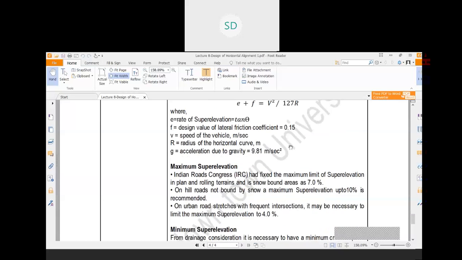Now, maximum super elevation. This is very much important in different exams. This question has been asked in different competitive exams. So, maximum super elevation, as I have discussed earlier, for plain and rolling terrain is given as 7%. On hill roads, the maximum super elevation is 10%, and on urban road stretches with frequent intersections, it may be necessary to limit the maximum super elevation to 4%. So these are the different values of the super elevation.